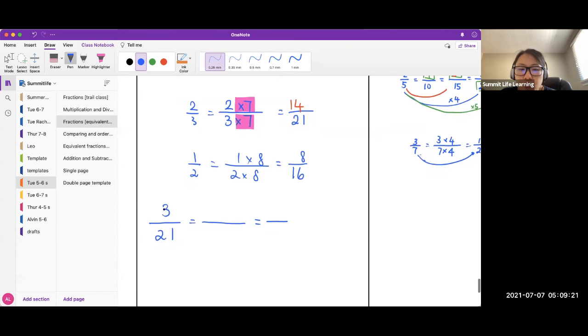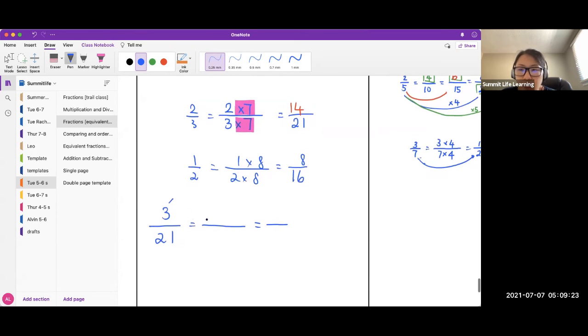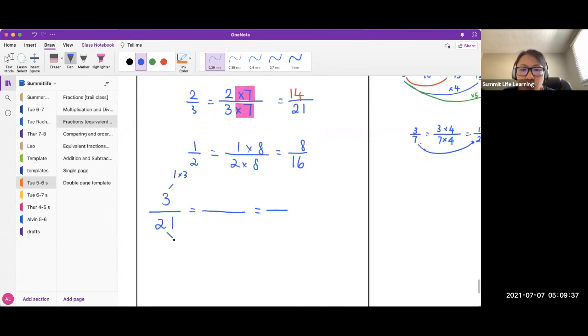Okay, so first of all, we take a look at the numerator 3. We think of what numbers can give you a 3. It can be just 1 times 3. It gives you a 3. And then we think of 21. Okay, what numbers can give you 21? It can be just 7 times 3. It can be 21. Okay, so you will see that actually they both expand by 3.